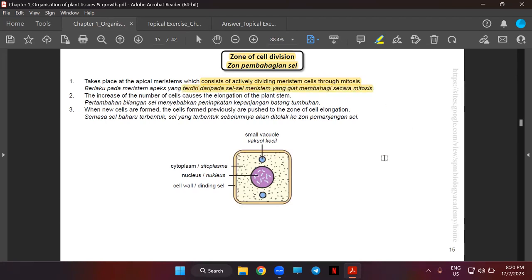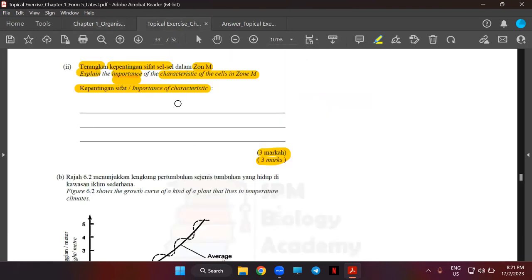Markah yang pertama, because sel-sel yang ada di zone M, apa nama sel-sel itu? Meristem cells, sel-sel meristem. So this is the name of the cell yang ada di zone M. So we write this first. Consists of actively dividing meristem cells through mitosis. Terdiri daripada sel-sel meristem yang giat membahagi secara mitosis. Now, that is the importance. Dalam tu, di zone itu ada meristem cell yang buat mitosis, actively buat mitosis.